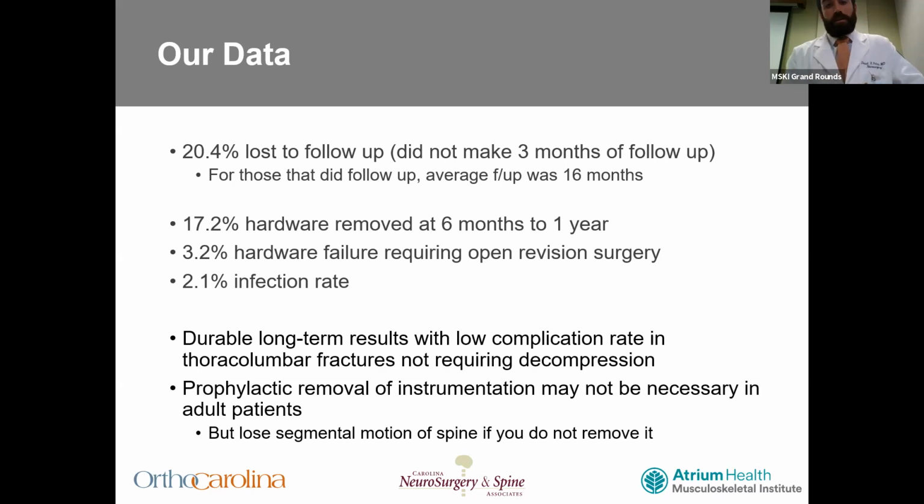So I feel like this demonstrated durable long-term results with a very low complication rate for thoracolumbar fractures that did not require decompression. So these were percutaneously fixed. There was no decompression. And then the prophylactic removal, which is kind of a side topic, may or may not be necessary. It's a quick surgery that can be done as an outpatient procedure, and you take it out and regain that segmental mobility. But if a patient is doing fine and doesn't want that, and it's a smaller construct, we haven't seen harm in leaving it in. As you can see, we have a lot of patients that never had it removed.